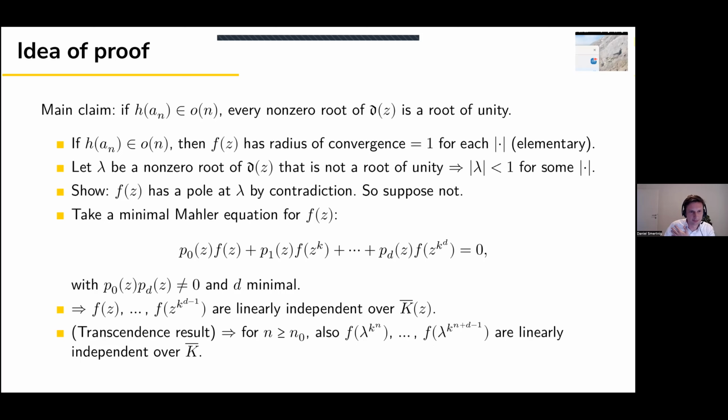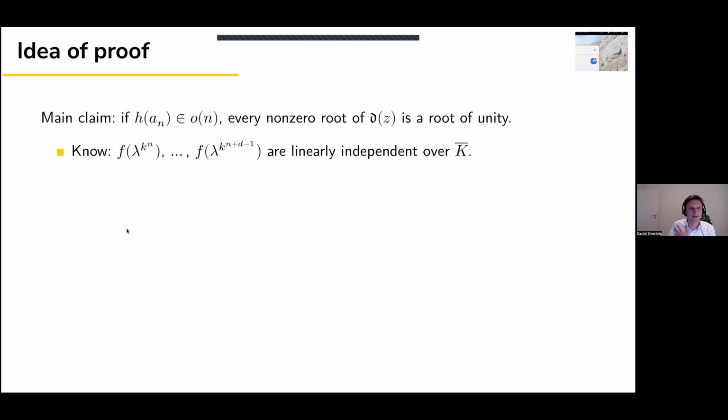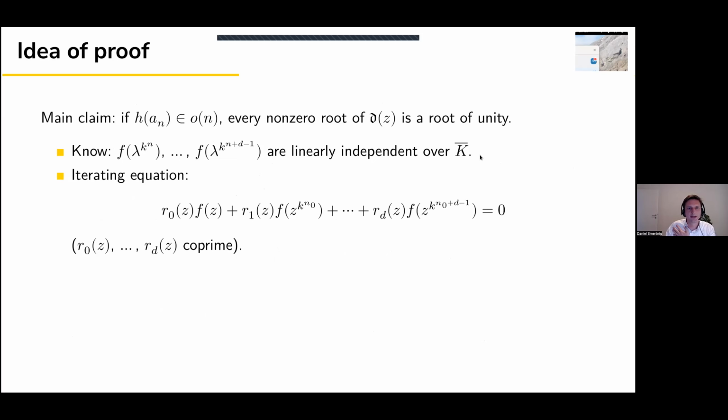So at this point, we have achieved that these powers of lambdas are linearly independent over k bar. And now what we can do with our equation, we can iterate it, so substitute it into itself. And then here we can produce higher and higher powers of k in the exponents, and the left term just stays f of z, but of course the coefficients change. And then one has to check that one can do this in such a way that these coefficients are still co-prime polynomials.